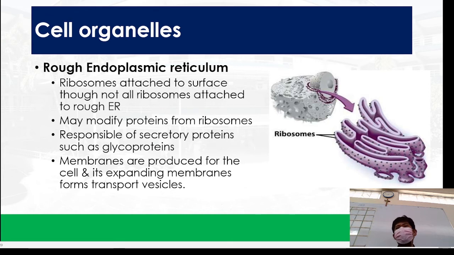So that is how important the ER is. Membranes are produced for the cell, and its expanding membranes form transport vesicles. When you say transport vesicle, this is similar to the Golgi apparatus. Okay, the rough ER and the smooth ER. How do you imagine this? Think of a bubble, and the product is the air you blew into it. Imagine the surface of the ER, and you blow air, and that air, hypothetically, is a product of transcription, or rather, a protein. It buds off from the surface of the ER and encloses the product in a bubble. That is the transport vesicle.